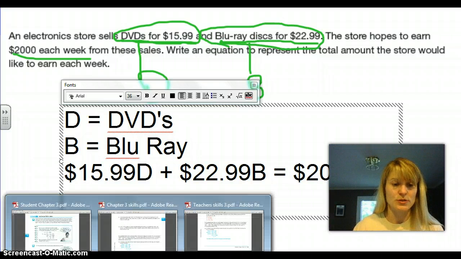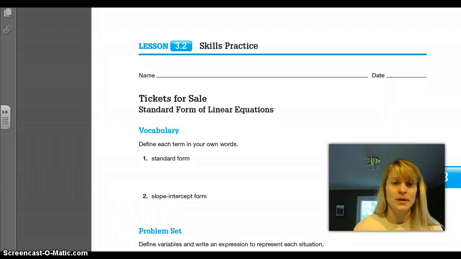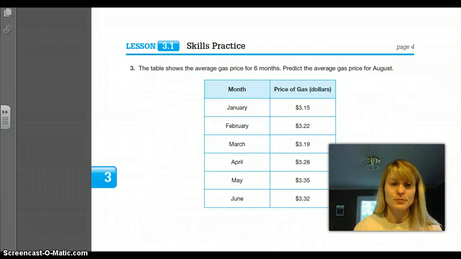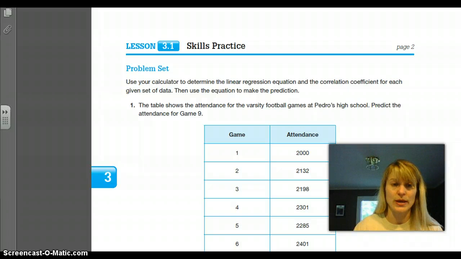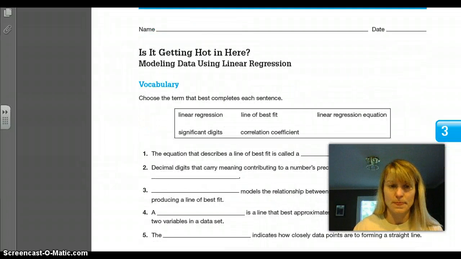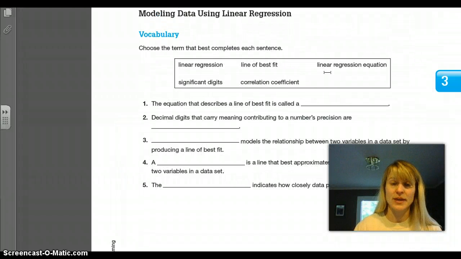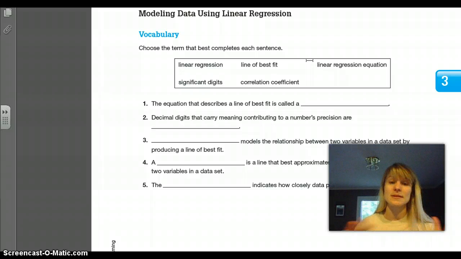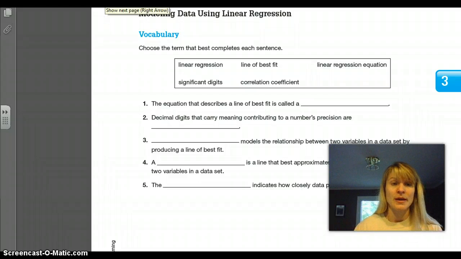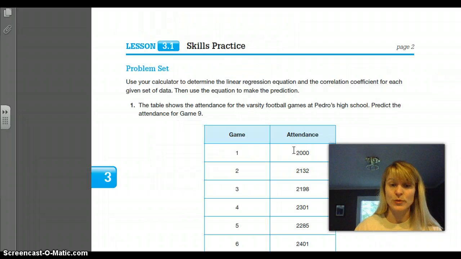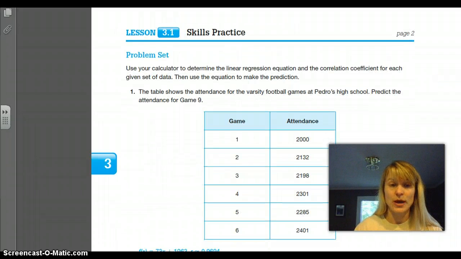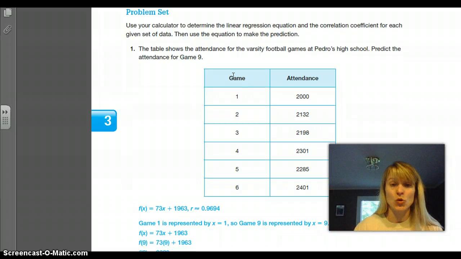Tonight, your homework is going to be, let's see if I can find it for you, in your skills book. You're going to go to page 325. And I actually want you to do the vocabulary. The vocabulary is very important in this section. You have to know what these different things mean. So I do want you to go ahead and do the vocabulary. And then you're going to do, using your calculators, what we did in class, where you're going to put in your line 1 and line 2 into your calculator. Hopefully you took good notes in class today.